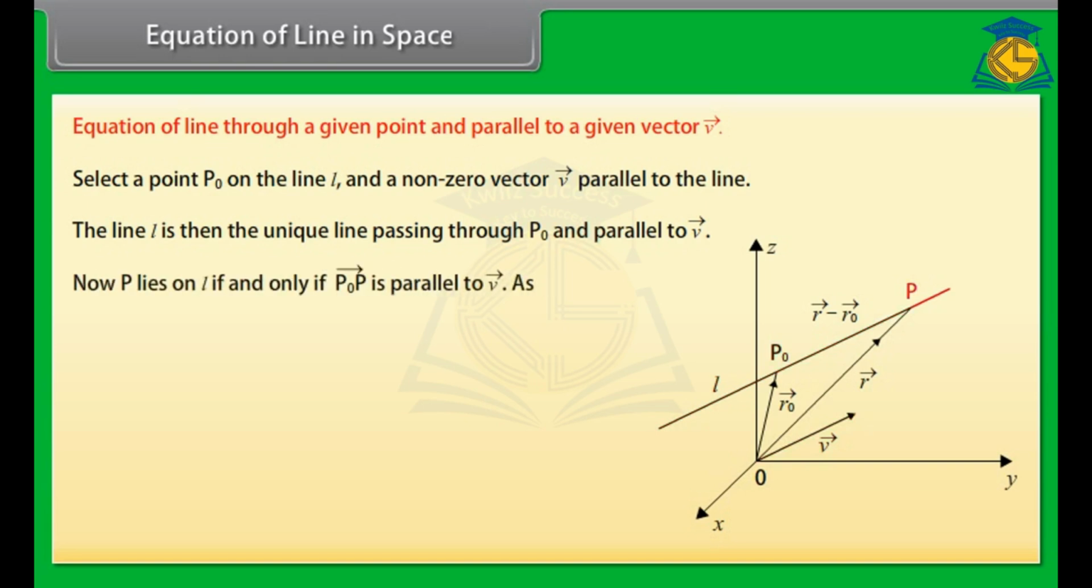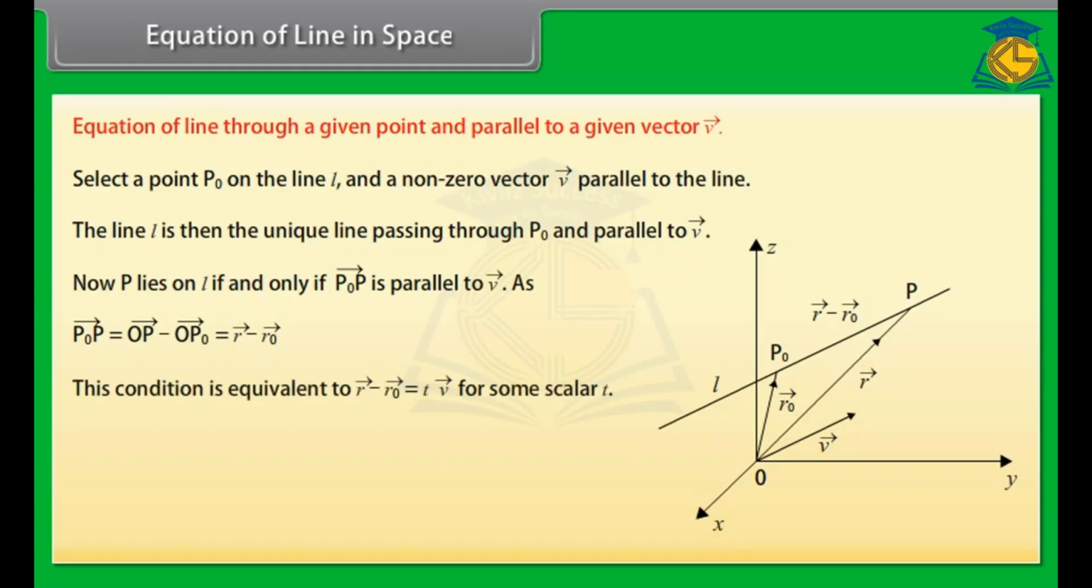Now P lies on L if and only if vector P0P is parallel to vector v. As vector P0P is equal to vector OP minus vector OP0, which equals vector r minus vector r0, this condition is equivalent to vector r minus vector r0 equals t vector v for some scalar t. The equation vector r minus vector r0 equals t vector v is called a vector equation of the line L.